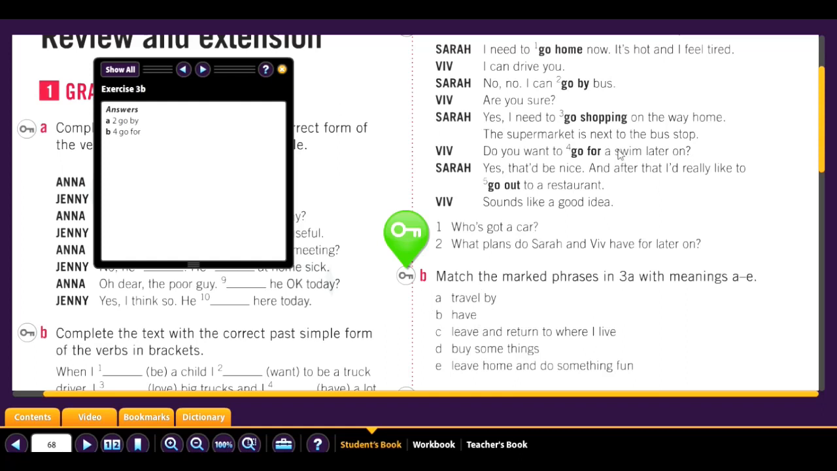Okay, sí. Go home, leave and return to where I live. Dejar el lugar donde estás y regresar a casa. Go home. Buy some things. ¿Con cuál de estas pueden decir que van a comprar algo? Go shopping. You need to buy some things. Okay, leave home and do something fun. Hacer algo divertido. Go out. Que en este caso sería salir. I'd like to go out. Me gustaría salir to a restaurant.